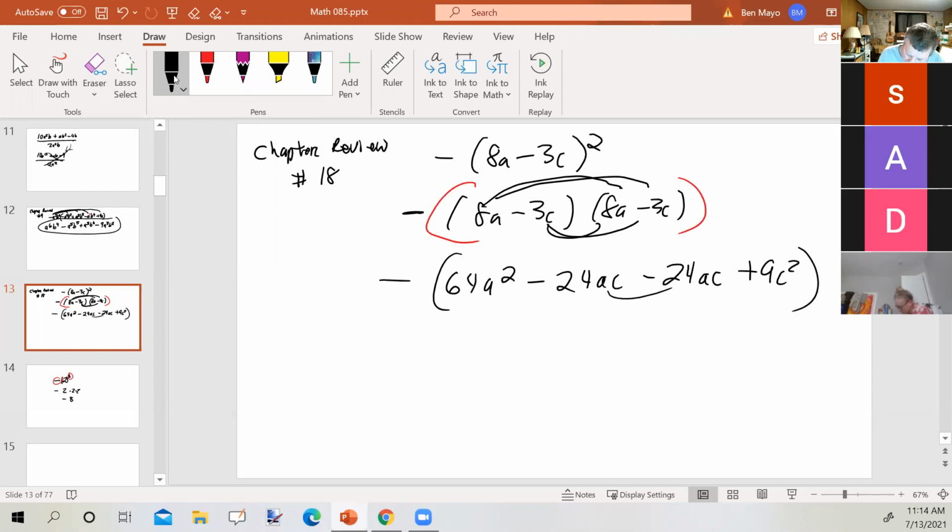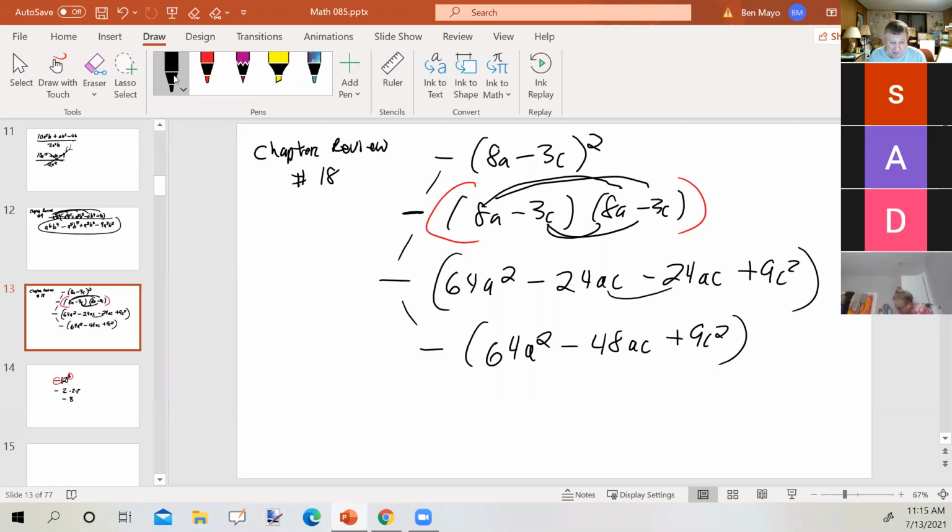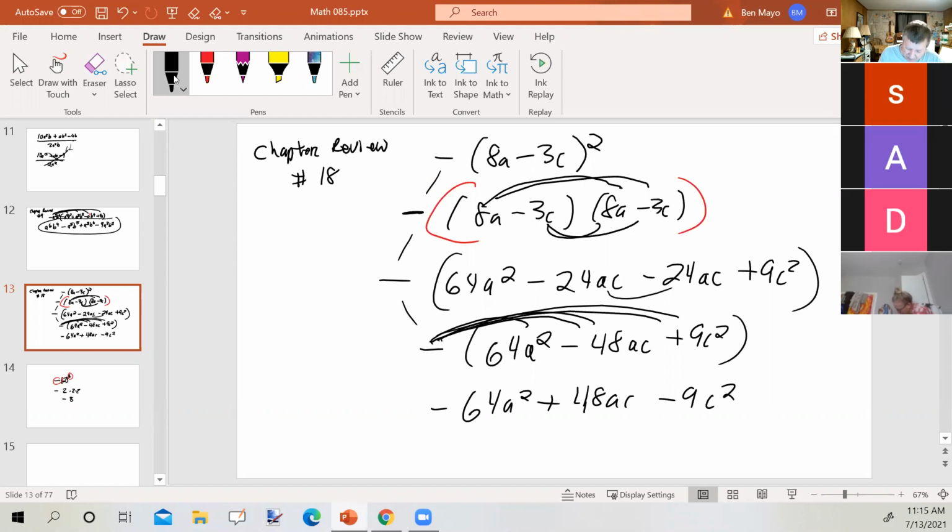Okay, but I'm going to combine like terms, so I'm going to get 64a squared minus 48ac plus 9c squared. But now, after we've multiplied the stuff, we're going to apply that negative sign. But the negative sign is outside the entire group. So we need to distribute that to each term inside, which gives me negative 64a squared plus 48ac minus 9c squared. So there's your final answer.